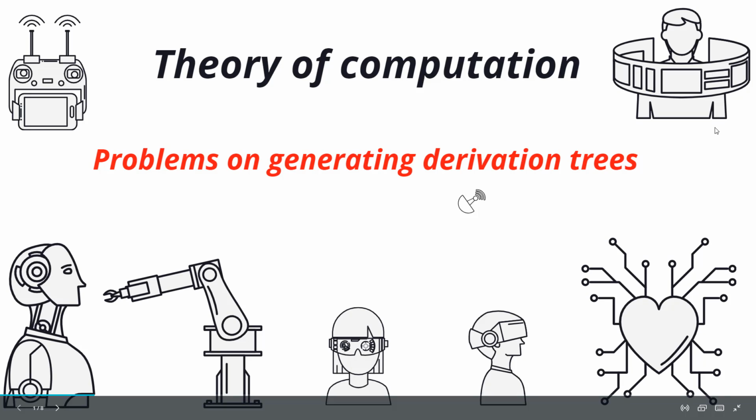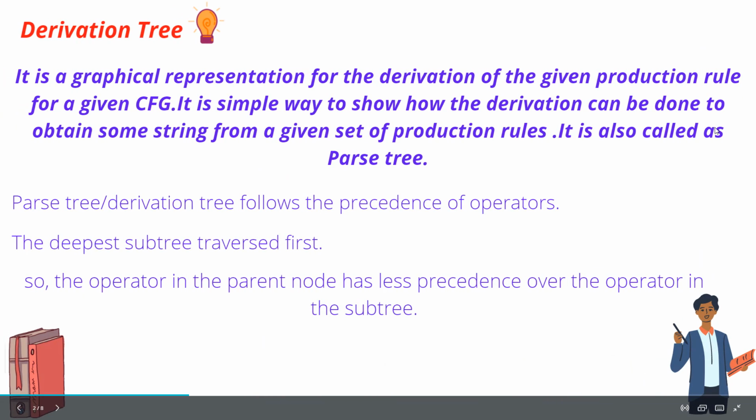Hello everybody. Today in theory of computation, my topic is the problem on generating a derivation tree. Let's see. First, we need to understand what a derivation tree is. The derivation tree is nothing but a graphical representation for the derivation of the given production rule for a given context-free grammar.